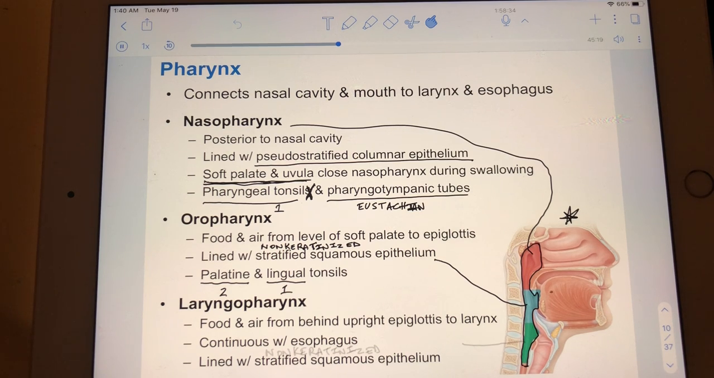And as I've mentioned before, and as you may or may not have come to learn in the slides quiz, whenever you identify a tissue as stratified squamous epithelium, you must specify whether it's keratinized or non-keratinized. This is non-keratinized. The laryngopharynx is color-coded here in green. It sits posterior to the larynx. It is continuous with the esophagus, and it sits also posterior to the epiglottis.